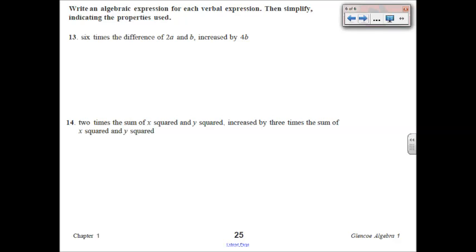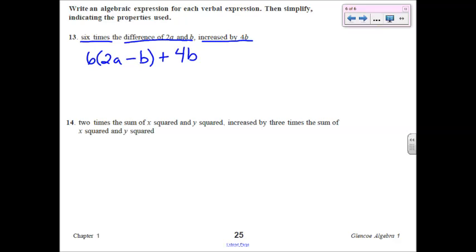So we have 6 times the difference of 2a and b. So the difference of 2a and b, I would write as 2a minus b. And it wants 6 times that. So it's basically setting up a distributive property problem. And then it says increased by 4b. So that means at the end, I'm going to add 4b.